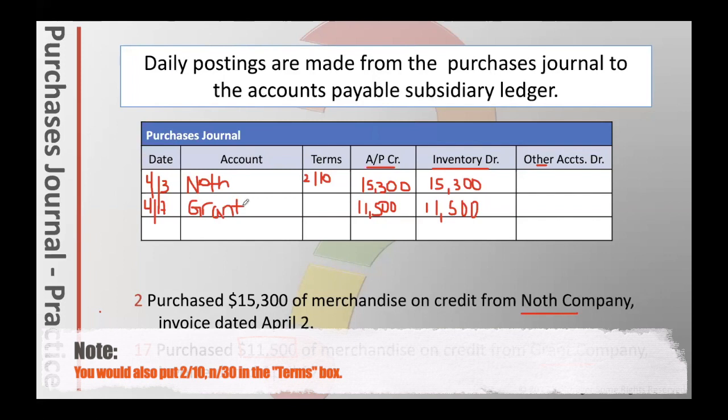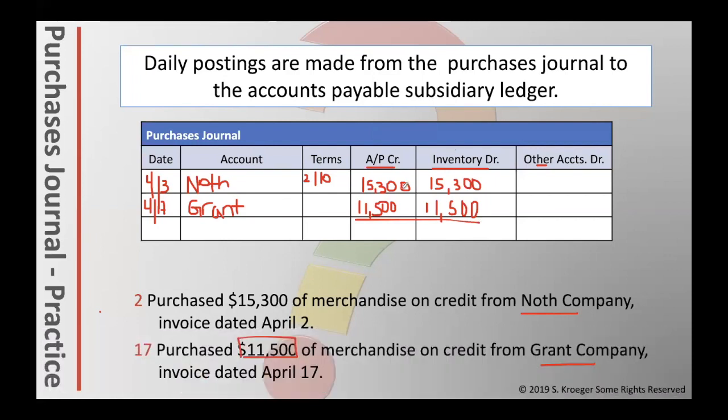Now that we're all done, and we're just going to assume the month is over, we have to add up both columns. The amount would be $26,800. And since both boxes have the same amounts in them, it would be the same for both columns, 26,800.